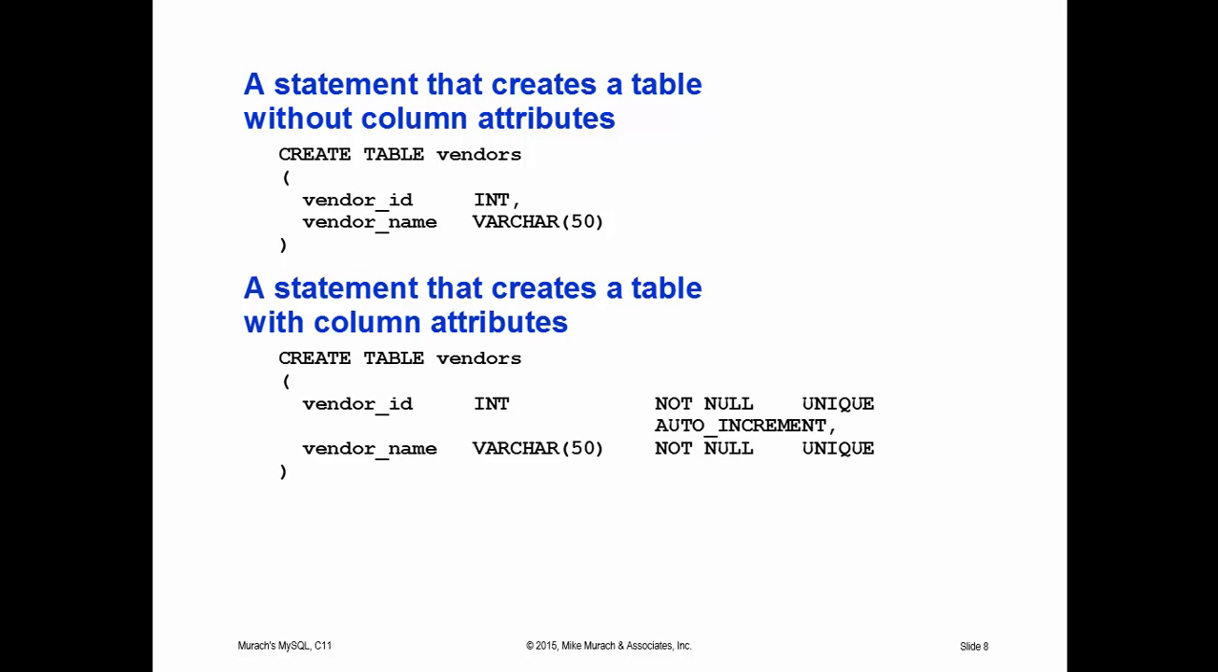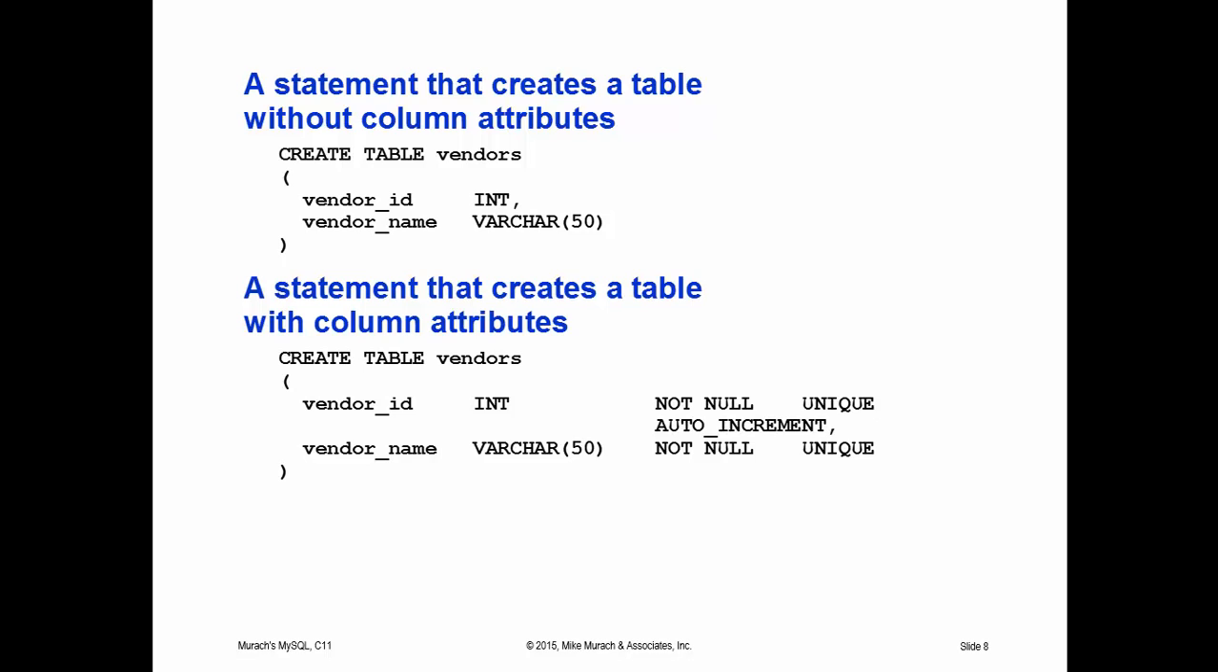So there's a real simple example without any constraints whatsoever. Create table vendors with a vendor ID, which is an integer, and a vendor name, which is a varchar, size 50. But typically that's not the way you're going to do it. Typically you're going to do it something more like what is shown down below that.